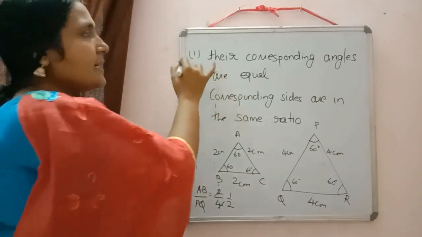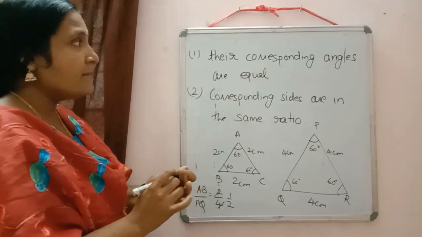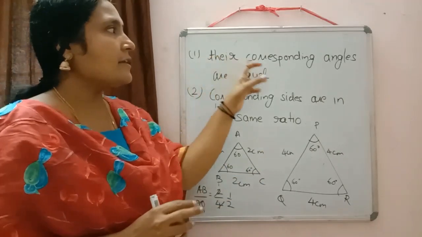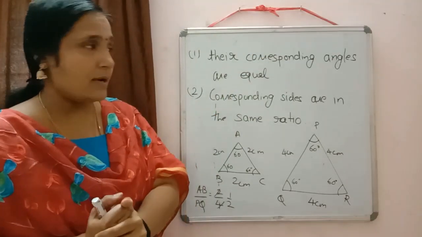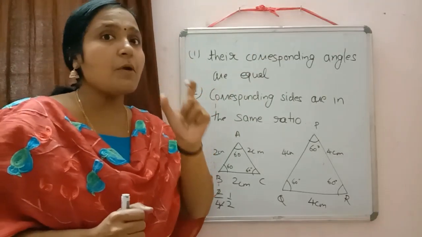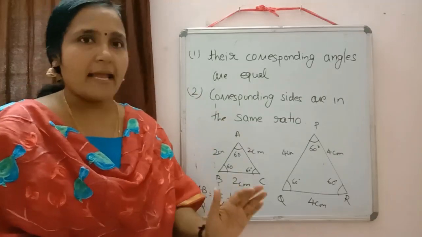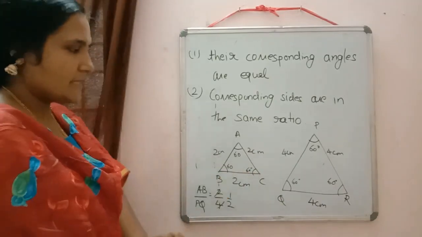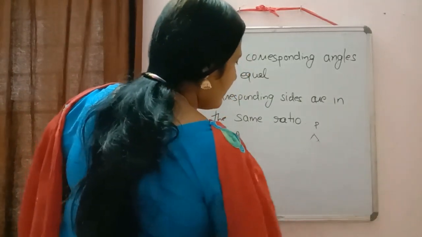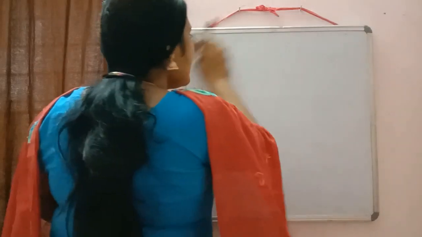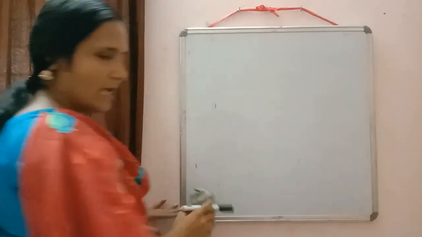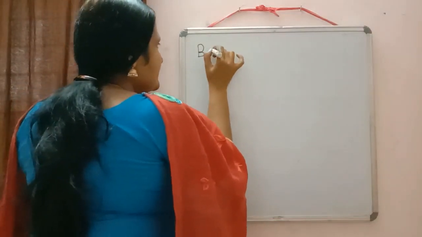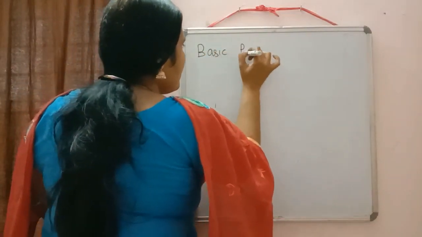Okay. So this is the exact definition. Two figures are said to be similar if first one is corresponding angles should be equal, and second condition is corresponding sides are in the same ratio. So before going to the concept of similarity, we have to study one theorem, and name of that theorem is basic proportionality theorem. So all of you write down the heading basic proportionality theorem.